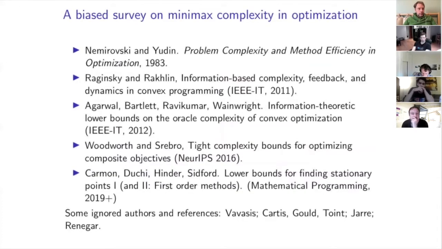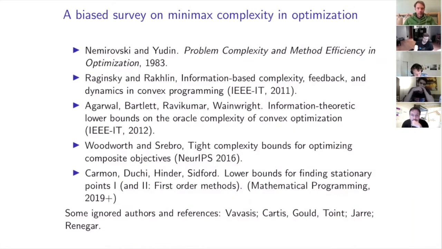Okay, so, a super biased survey on minimax complexity and optimization. Probably the standard text is Nemirovsky and Yudin, Problem Complexity and Method Efficiency in Optimization, and that's early 80s. This is a pretty hard slog, but it really has a wealth of results and really put the legs into the field.